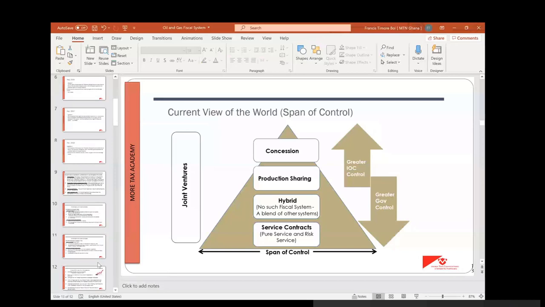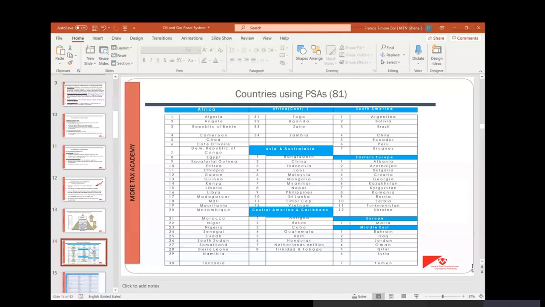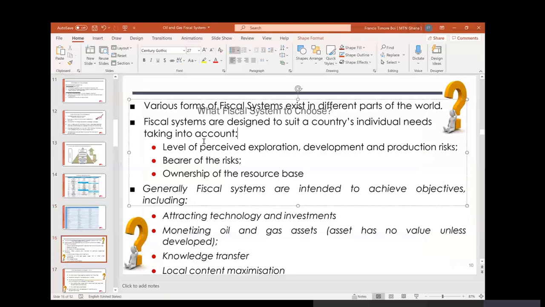So this is just some research that was done. PSA, we still have them in about 81 countries. These are all countries that produce oil. Namibia, Sierra Leone, Cote d'Ivoire, in minor quantities, in minor production, and you see PSA featuring in it. Europe, the Middle East, all of them are using PSA. So which one do you think Ghana's will be?